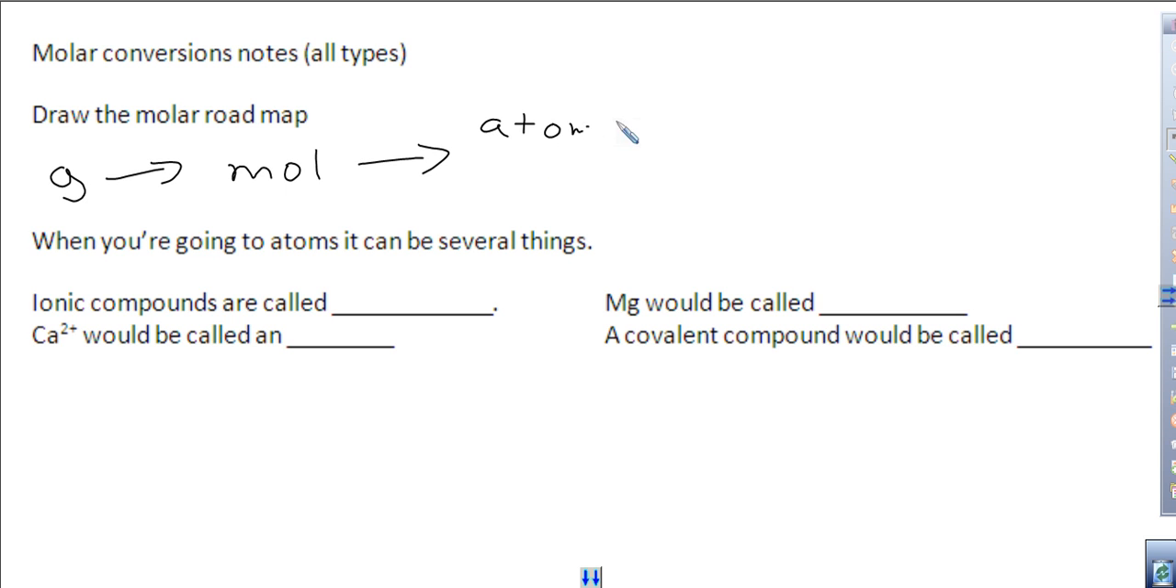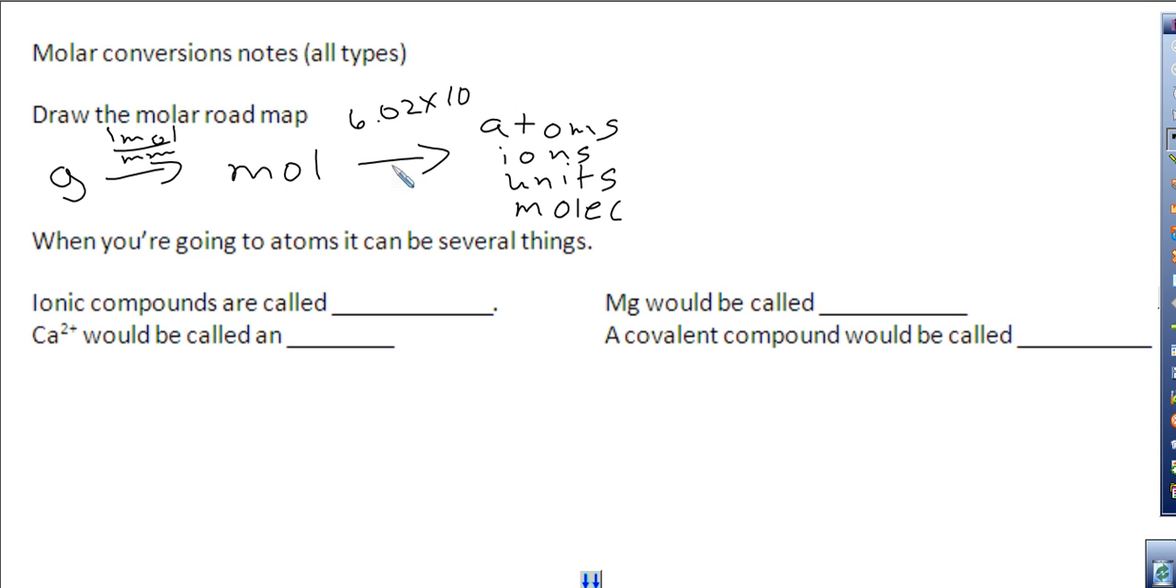Atoms, ions, units, and molecules. Alright, going from right to left, going from grams, you're going to put 1 mole on top and the molar mass on bottom. Over here you're going to put 6.02 times 10 to the 23rd, and then you're going to divide that by 1 mole.